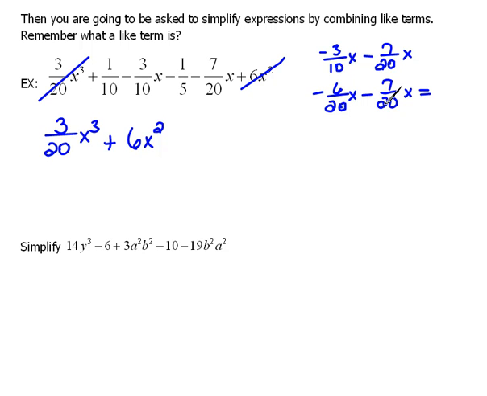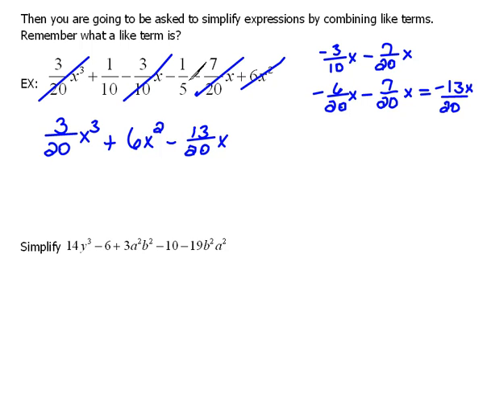So when I put those two together, negative 6 minus 7 would be negative 13 over 20x. So when I combine those, we get negative 13/20 x, and now we've used those terms.